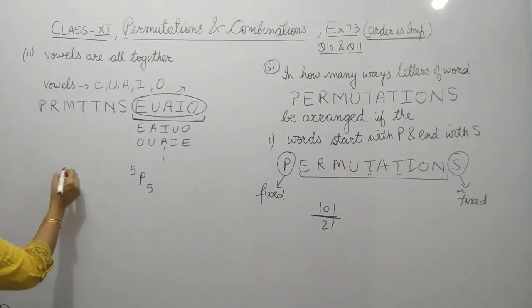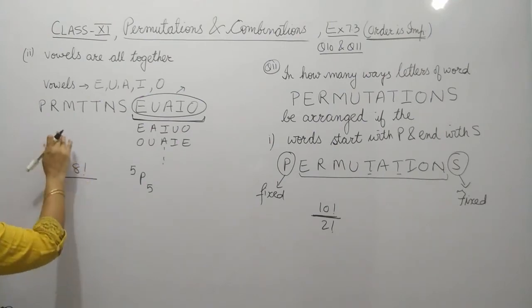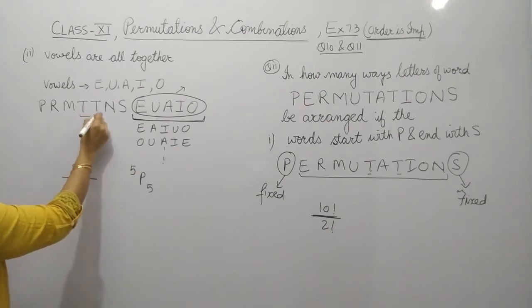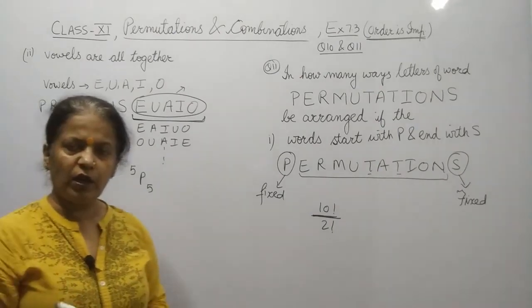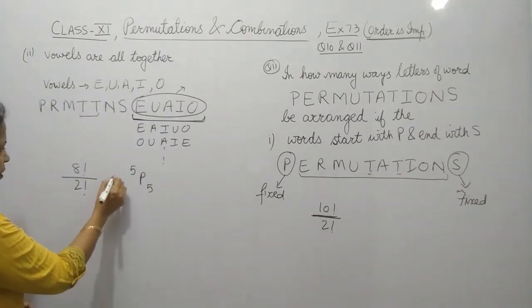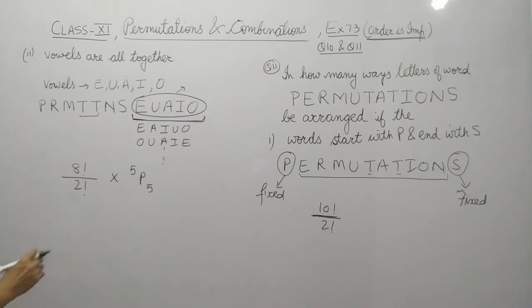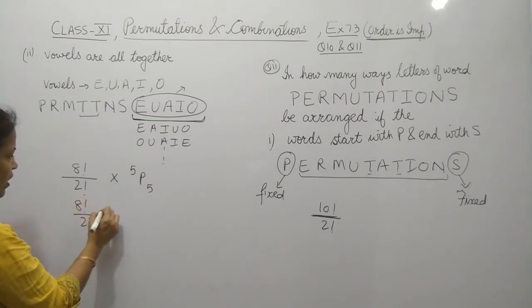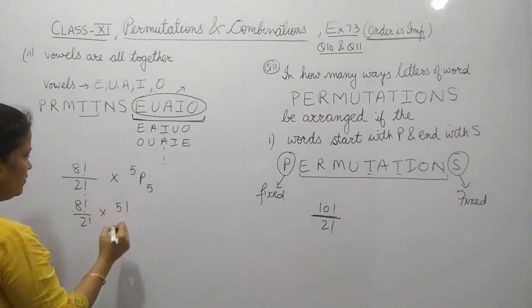So how will you write it? 8 factorial upon, since the letters are repeating here, 2 factorial. Now use the fundamental principle of counting, and it will come like this. So now you can find its answer: 8 factorial upon 2 factorial, and 5P5, which is 5 factorial.